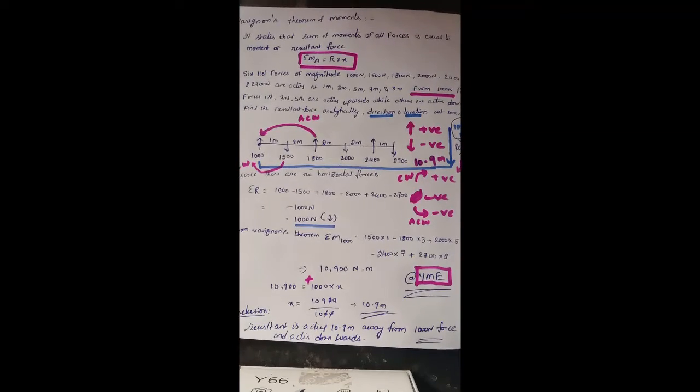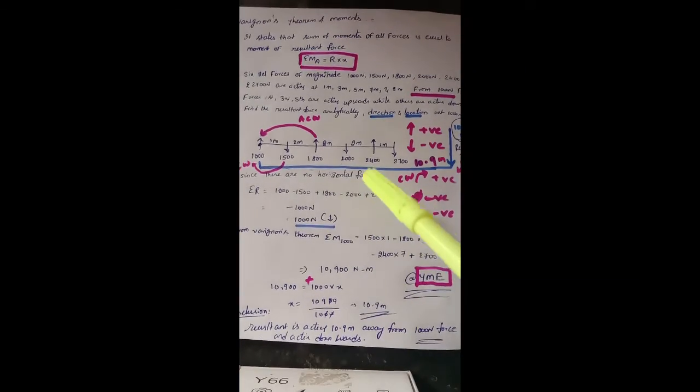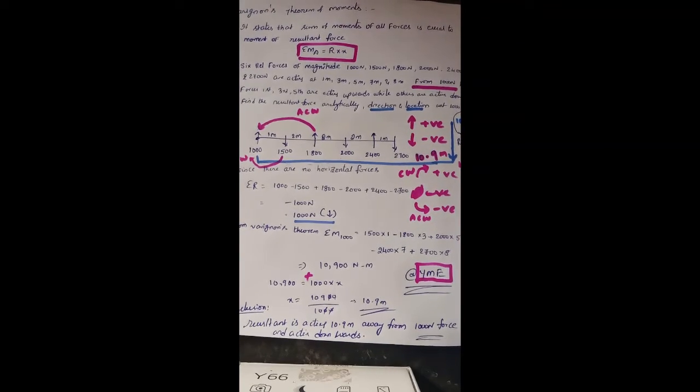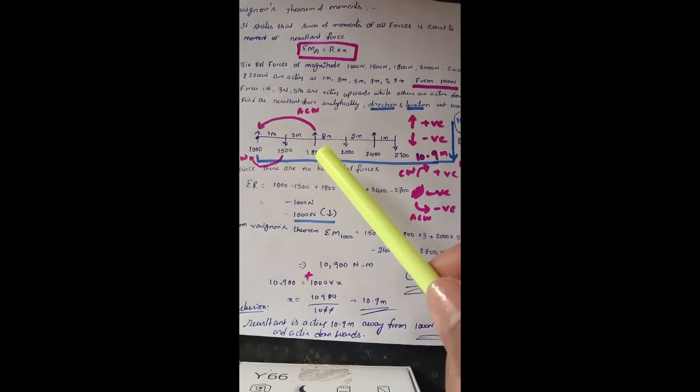This is the problem. So this is what we have to draw. First 1000 Newton, then 1500, then 1800, then 2000, 2400, 2700, and the distances given are: 1500 is at 1 meter distance, whereas 1800 is at 3 meter distance. That is, 1 meter is already covered here, so again we'll write 2 meter. In such a way we have to write all the distances.